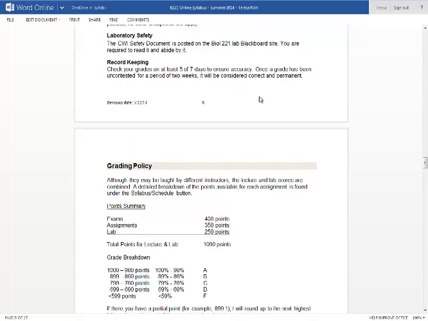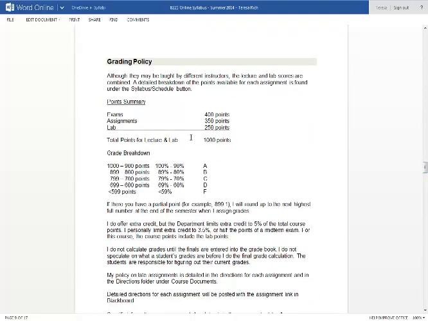Okay. Grading policy. I've got a more detailed grading document that is posted under this button. Here's a brief summary of how things are broken down. The exams, including the final exam, add up to 400 points. The various assignments add up to 350 points. The lab will be 250 points. That adds up to 1,000, which makes the points breakdown very easy.